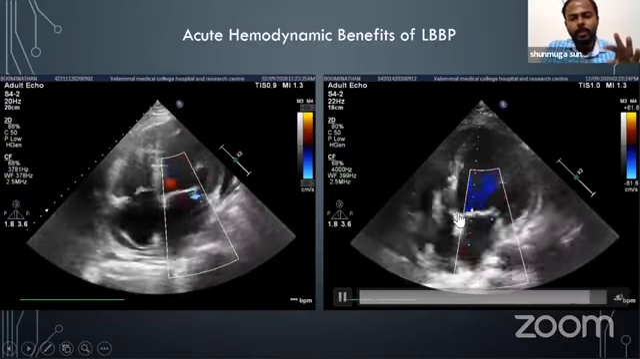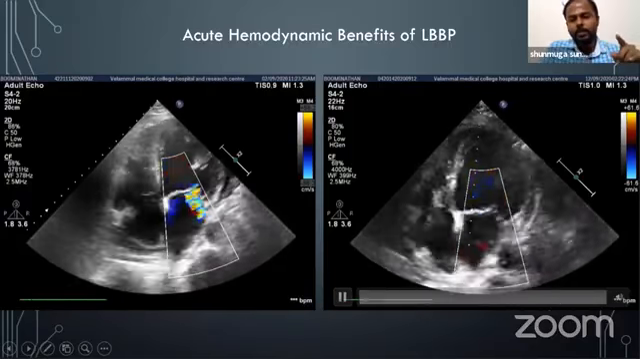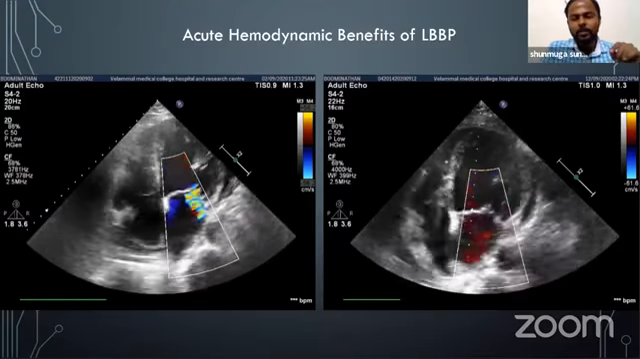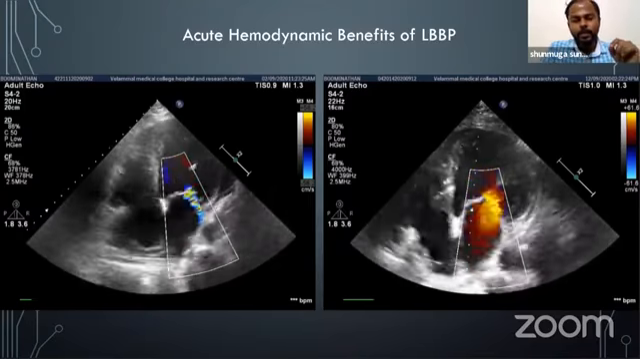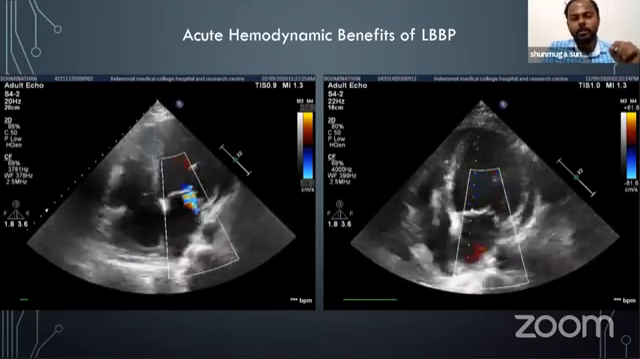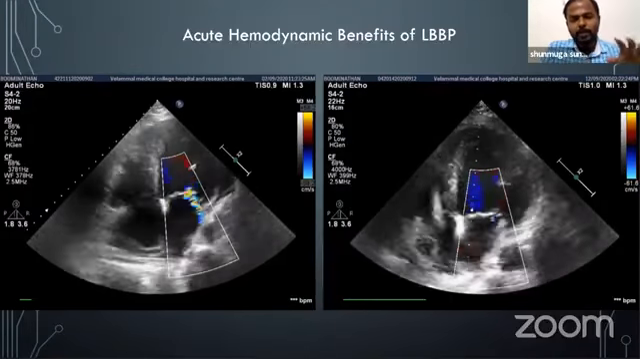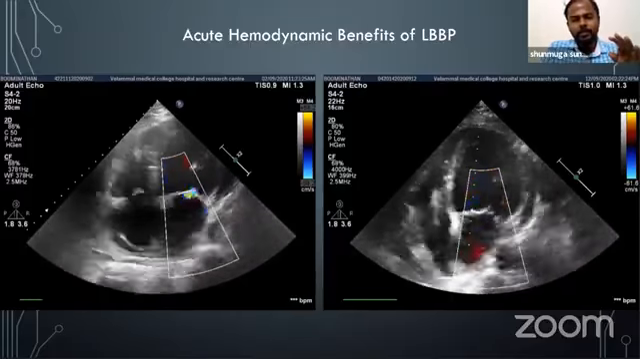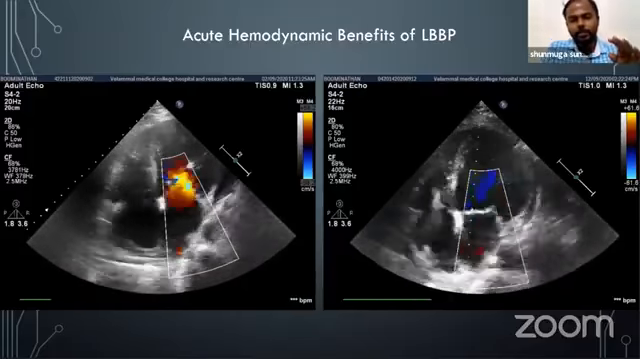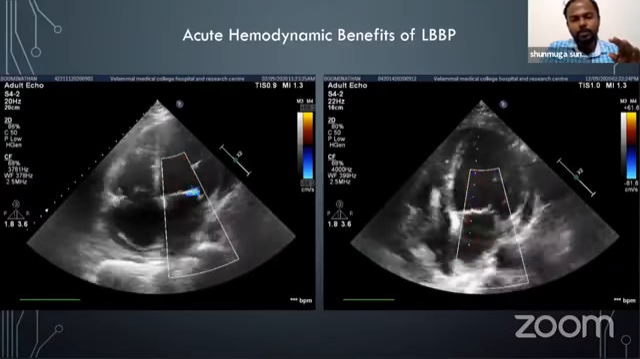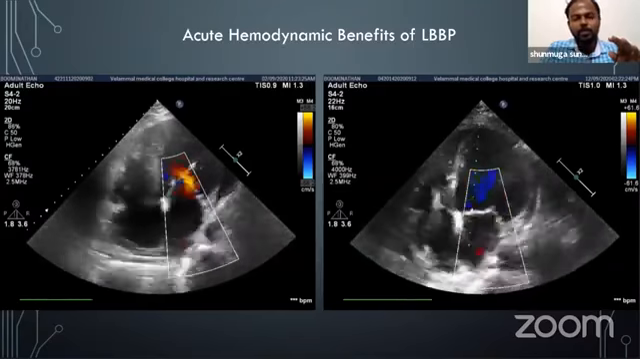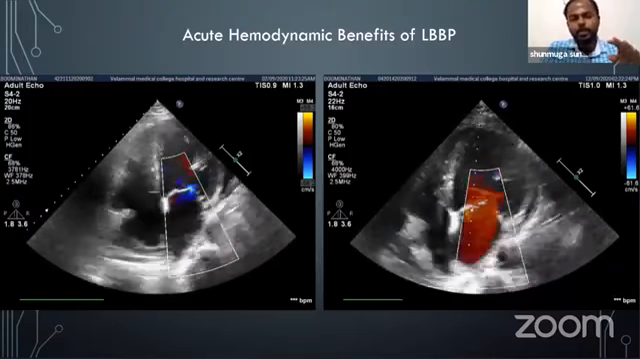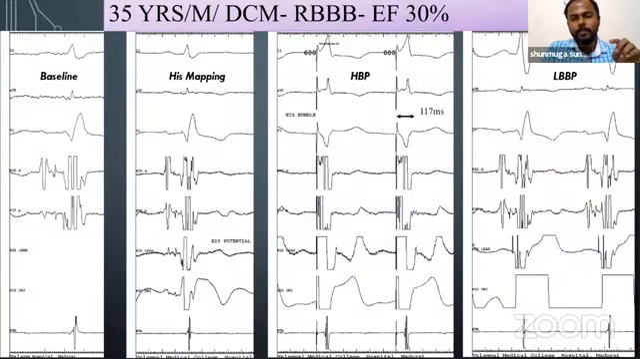This acute hemodynamic benefit has been documented in bundle pacing, and now we have documented it even in left bundle branch pacing. With this physiological pacing, if you correct the electrical abnormality, the conduction improves very rapidly. Unlike conventional CRT, where it takes at least 2 to 3 months to see a visible improvement in LV ejection fraction, here you can see it within weeks in a typical non-ischemic cardiomyopathy.